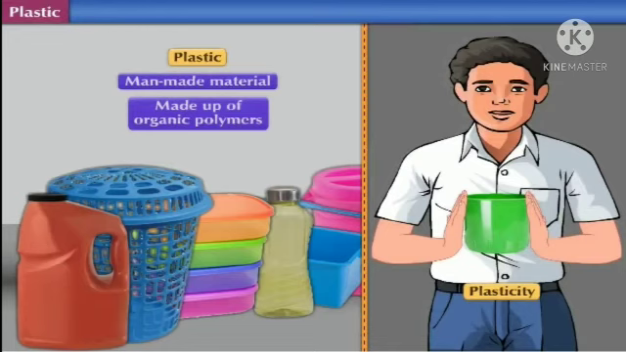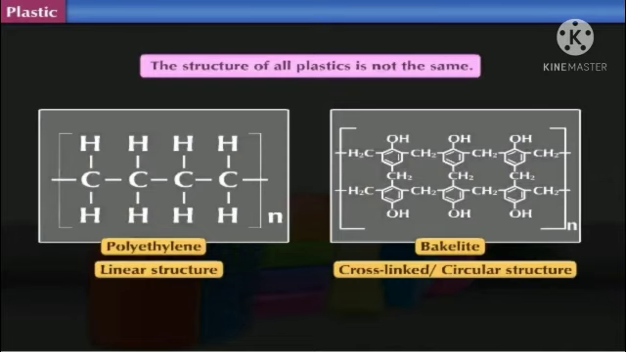Plastic. We know that plastic is a man-made material. It is made up of organic polymers. It exhibits the property which is known as plasticity. The structure of all plastics is not the same. Some have a linear structure and some have a cross-linked or circular structure.